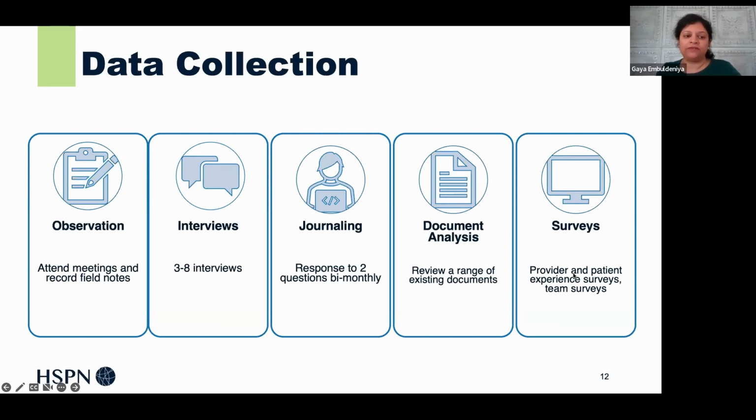We also conducted a set of interviews, about 5 to 7 interviews with each OHT, and we invited a range of OHT members to participate in a journaling activity, a reflective activity as well, that they did over the course of the year. We also did some document analysis and surveys, so for instance, on provider and patient experience and so on.